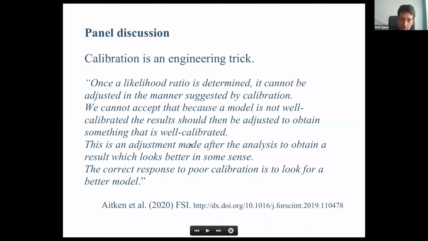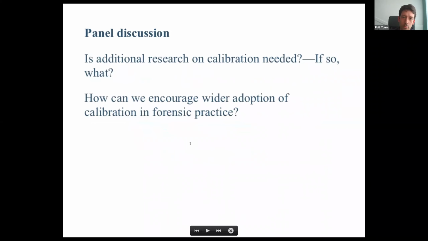So let's move to the final question, which is really a wrap-up question, looking forward to the future. I'll ask all panelists to answer with a very short one or two sentence answer. Is additional research on calibration needed? And if so, what? And how can we encourage wider adoption of calibration in forensic practice? Maybe a joint paper with Chris Sanders. But Peter, can you take the first one?